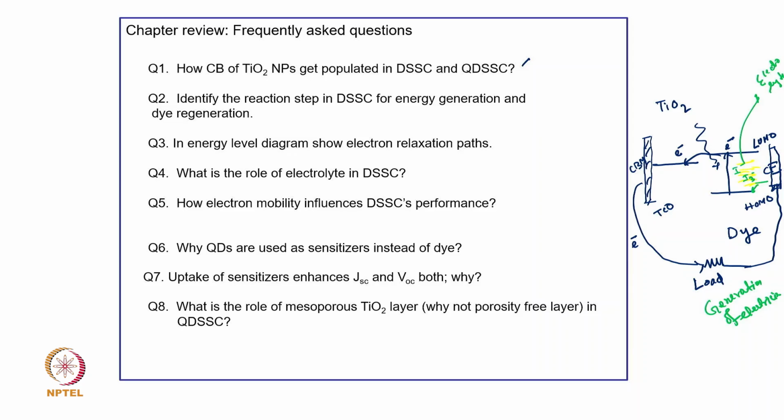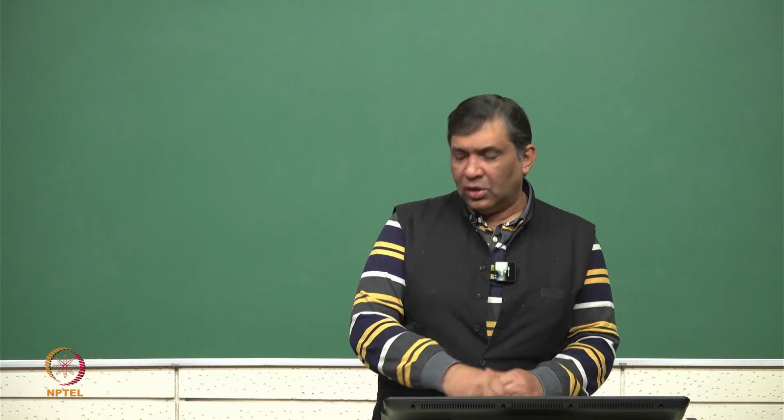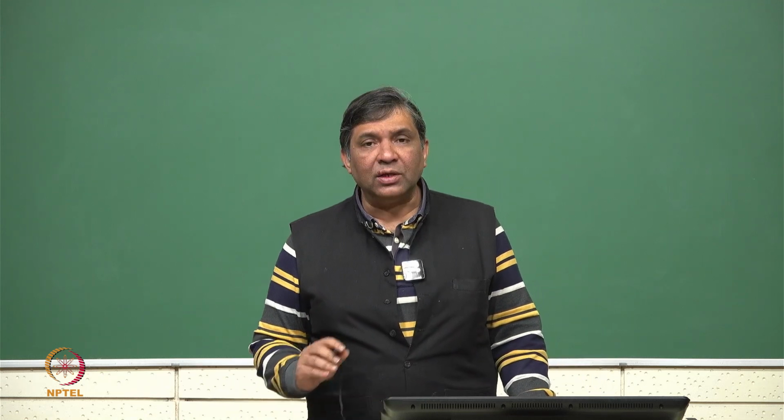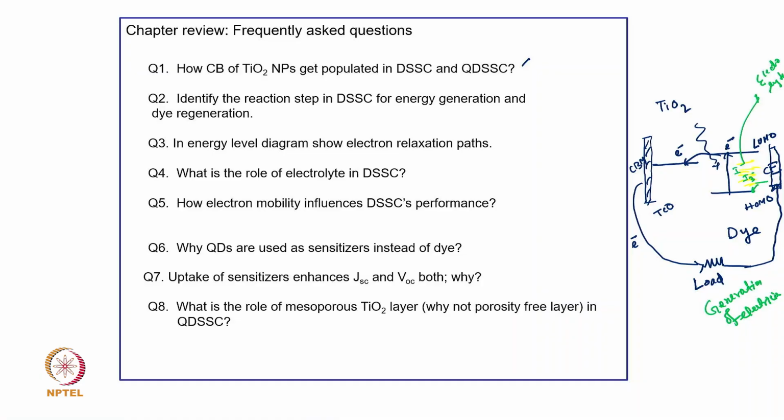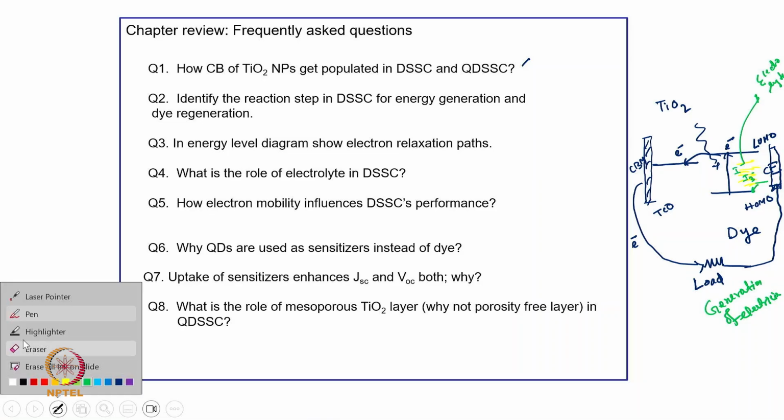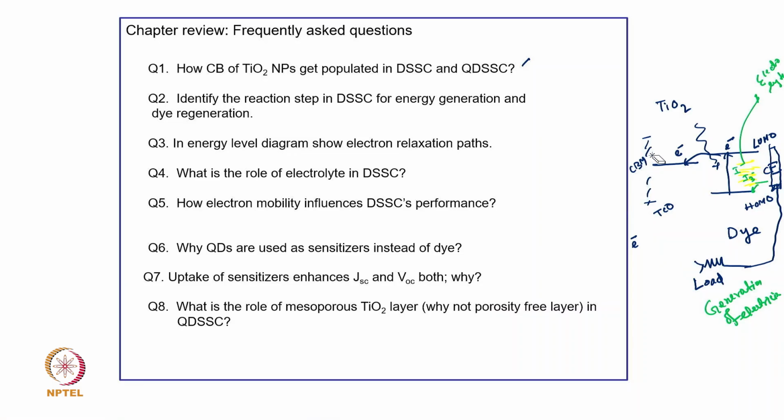In quantum dot sensitized solar cell it is almost the same, only you replace dyes by inorganic quantum dots. The third question is to draw the energy level diagram and show the electron relaxation path. Just now I have shown you the electron generation and relaxation path in the case of perovskite solar cell. It is almost similar in the case of dye sensitized solar cell.